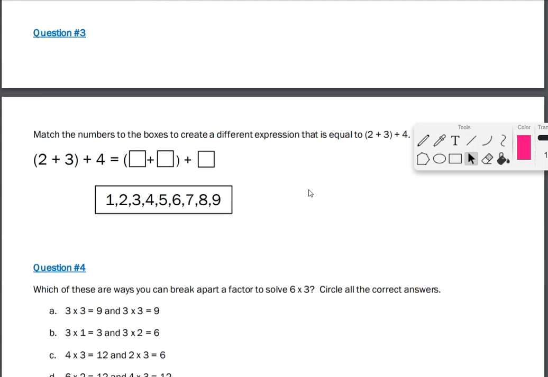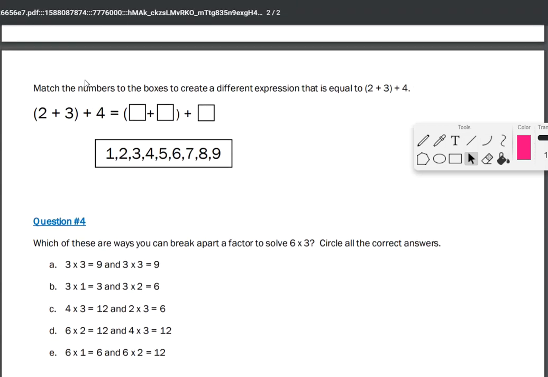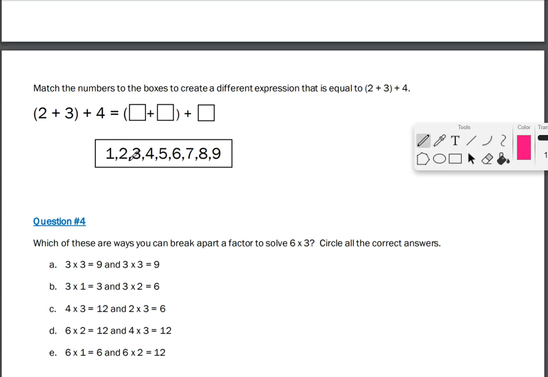All right, question number 3 is cut off a little funny because they have it right here on the page. And then the actual problem is down here. So this is one of the nasty ones where they give us this long list of numbers in the box. However, we want to match the numbers to the boxes to create a different expression that is equal to 2 plus 3 plus 4. The nice thing is when my problem is just addition, I don't necessarily need to pay attention to the box. Because to create a different expression that is equal to 2 plus 3 plus 4, well, I can use the associative property of addition, and I can just mishmash my numbers around in any different order.